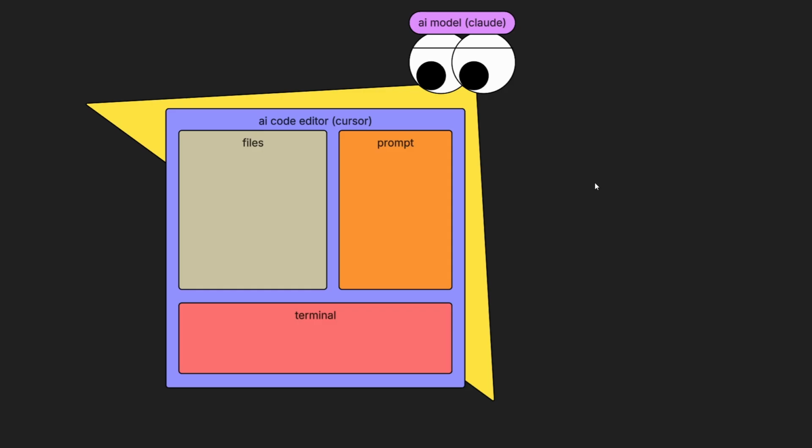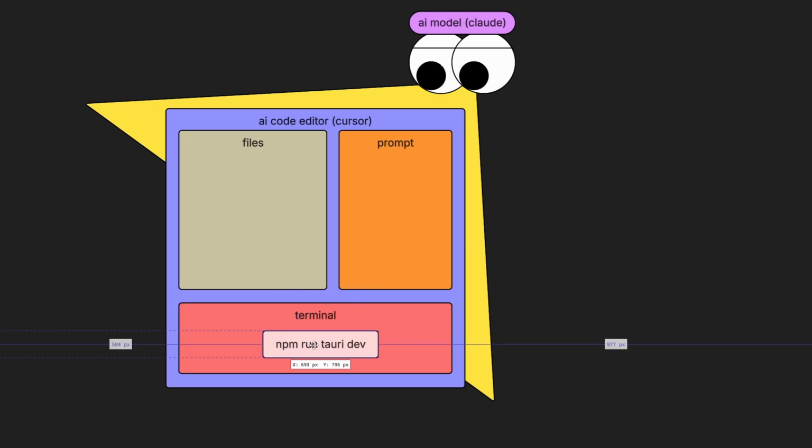So now that we've got a bug, it's a good time to talk about debugging with AI. So what are we looking at here? We've got our AI code editor, in this case Cursor, and it has some panels: files, prompt, terminal, and our AI model, Claude in this case, is watching over all of that. So let's walk through what just happened.